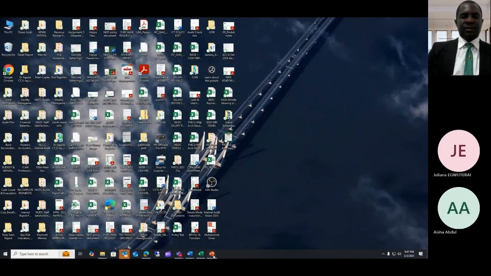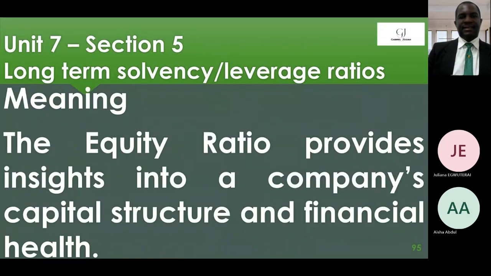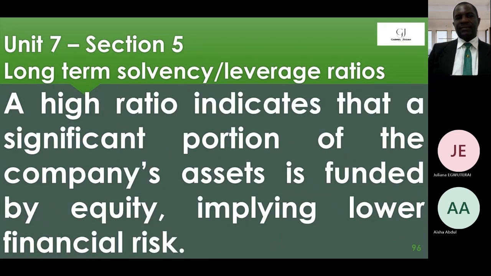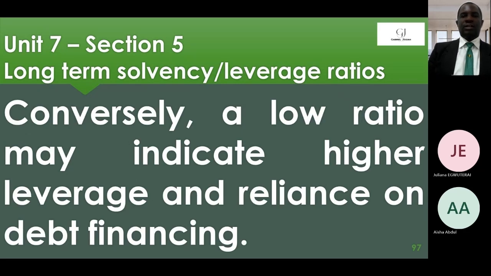Thank you very much. All right, so let's see what it means. It means that a company's capital structure and financial health is tested here. A high ratio indicates that a significant portion of the company's assets is funded by equity, implying lower financial risk. Exactly. So the owners of the company have a comfortable control position at 63% and lower financial risk, which is a very good position. Conversely, a lower one, less than 50, 40, 30, indicates higher leverage and reliance on debt financing to fund their assets, and is not advisable.